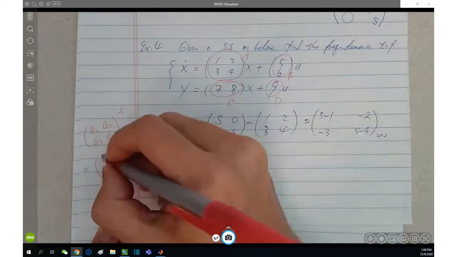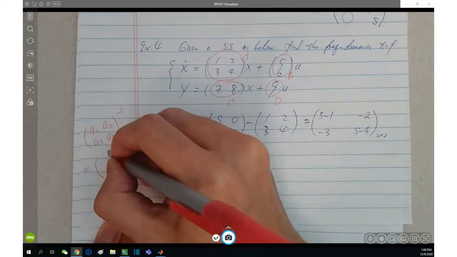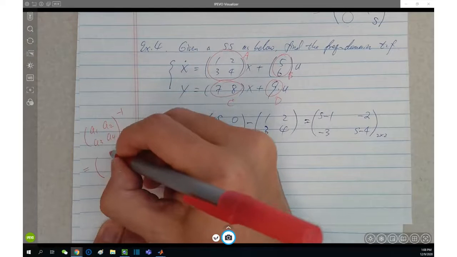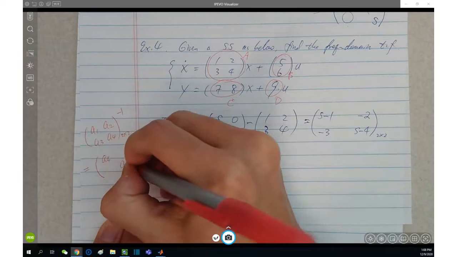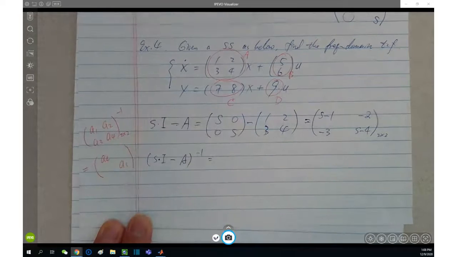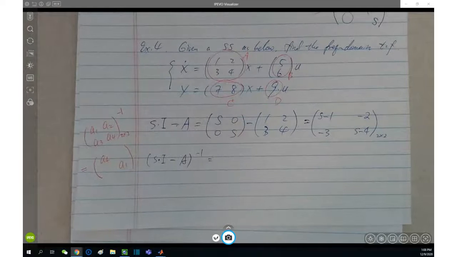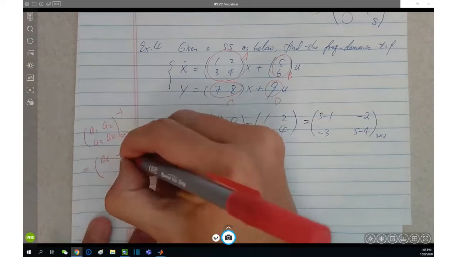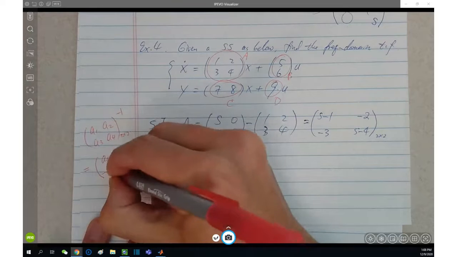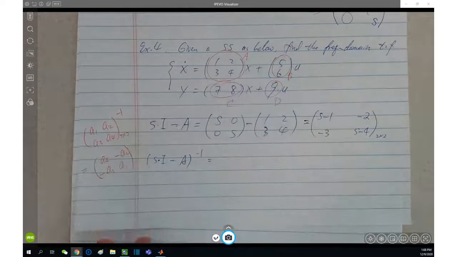First, you have to flip the main diagonal entries. Main diagonal entries are A1 and A4. You flip them. And then what else? To the A2 and the A3, give them a negative sign. Here we go.